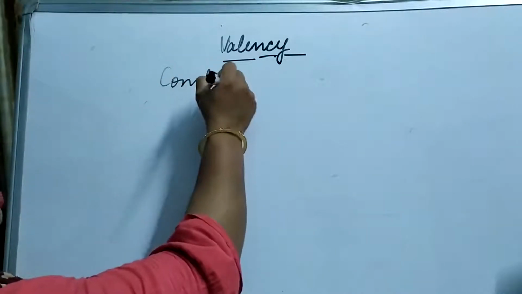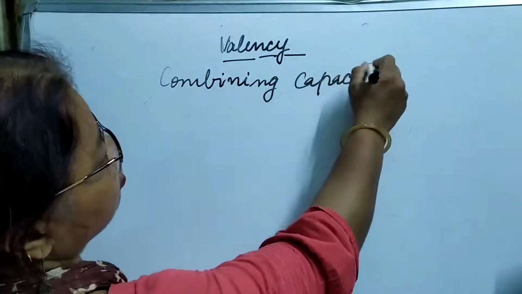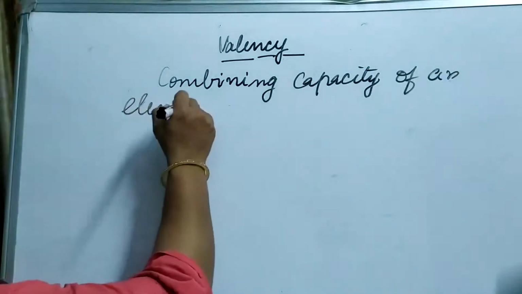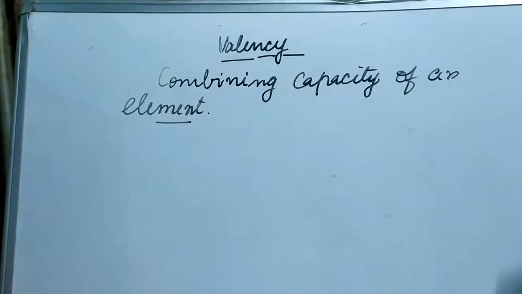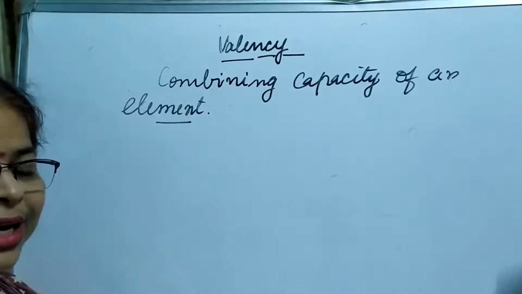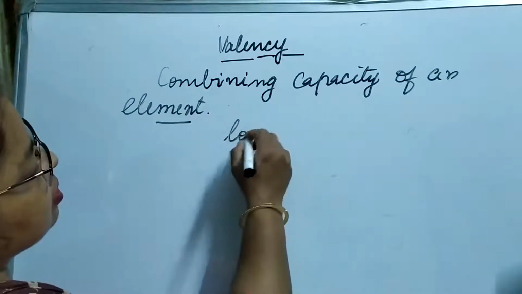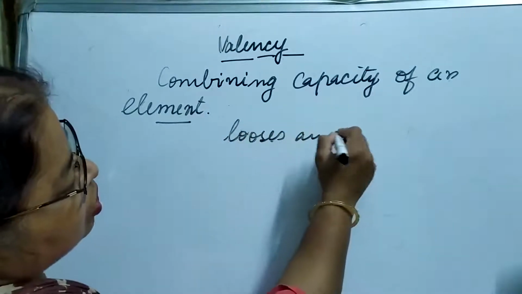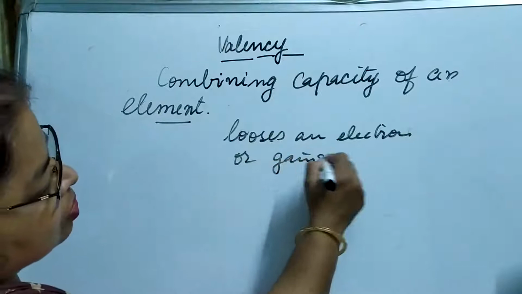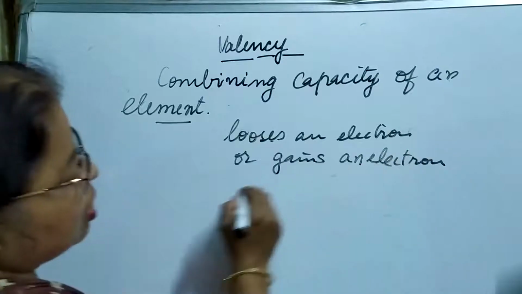Valency is the combining capacity of an element. How does it combine? Either an element loses an electron or it gains an electron. For what? Just to complete the octet.